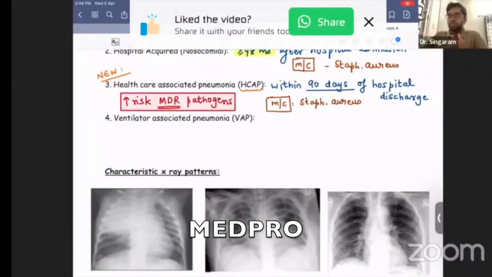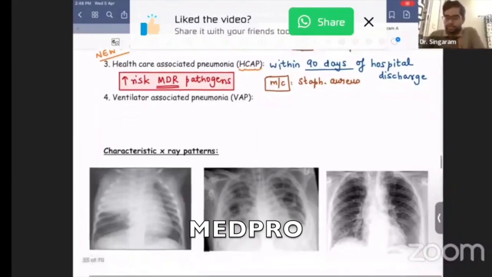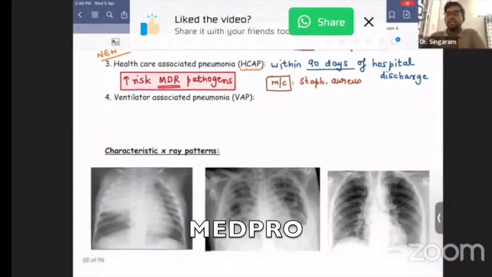I hope you are able to follow this, right? It is something like this. It is MDR pathogens which are very high risk. Okay, right. So this is for healthcare associated pneumonia.